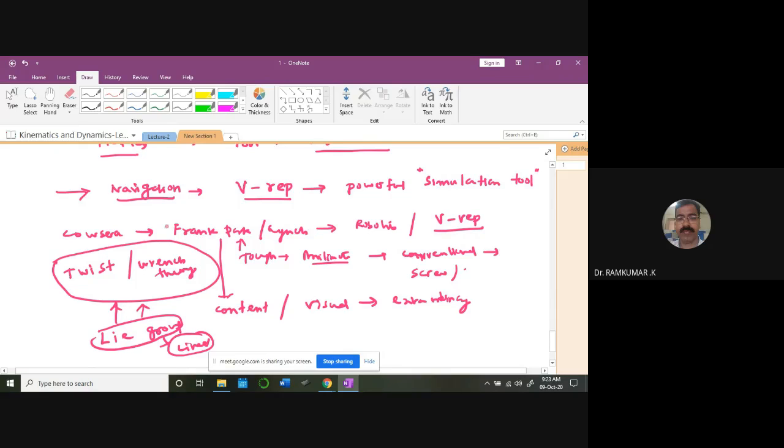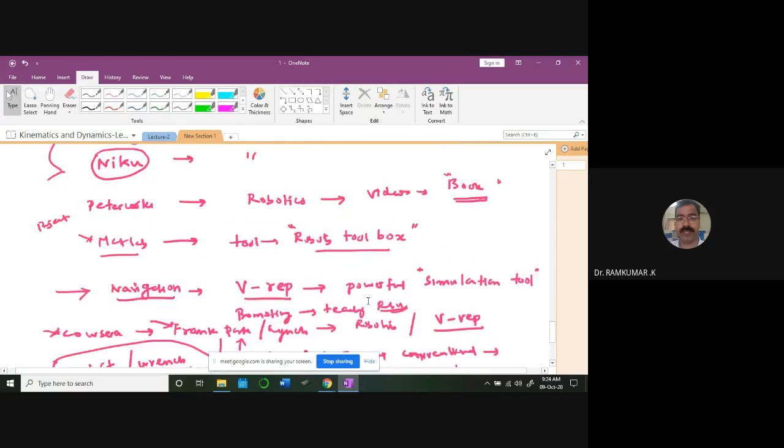It's a new paradigm. They are in fact promoting this idea, promoting twist and wrench theory for teaching robotics. So maybe if you find some time, you can go through it. But I won't recommend this for this particular course. For our course, it will be difficult to relate what they are teaching and what I am going to teach. It may not be helpful to you.